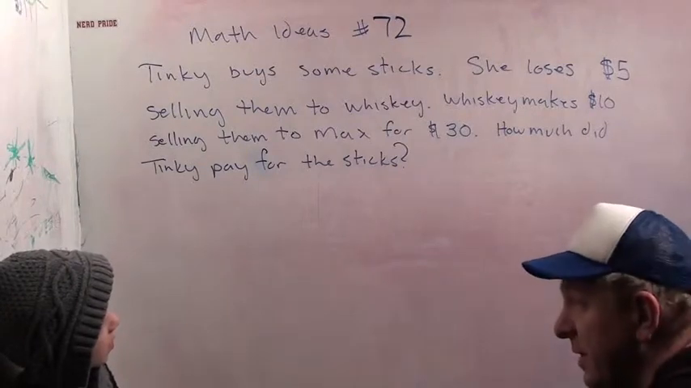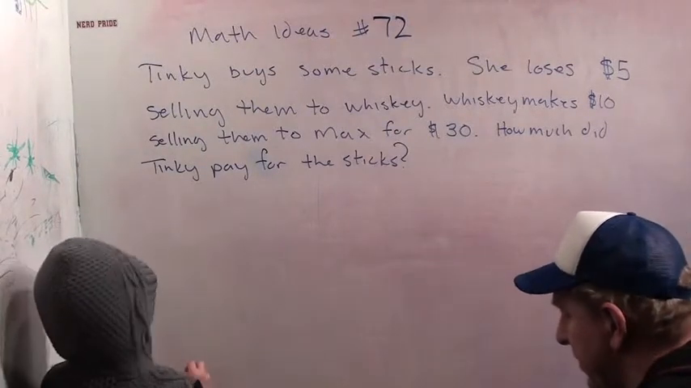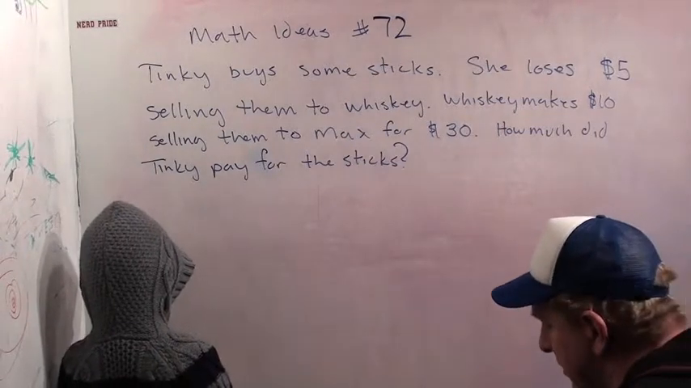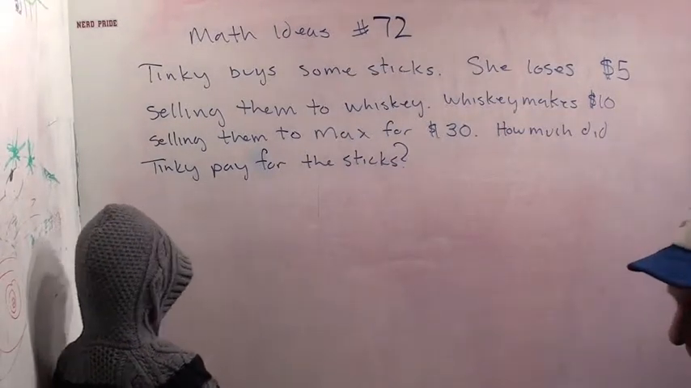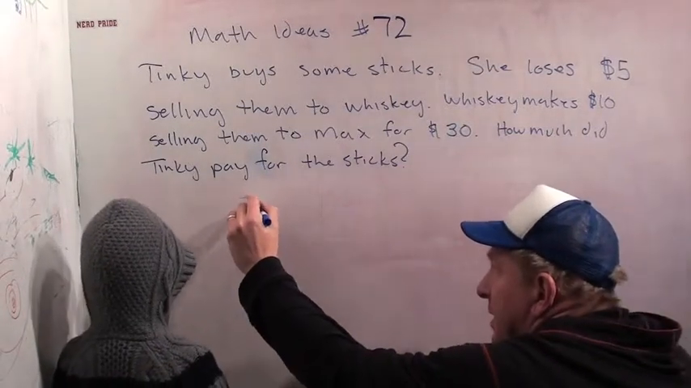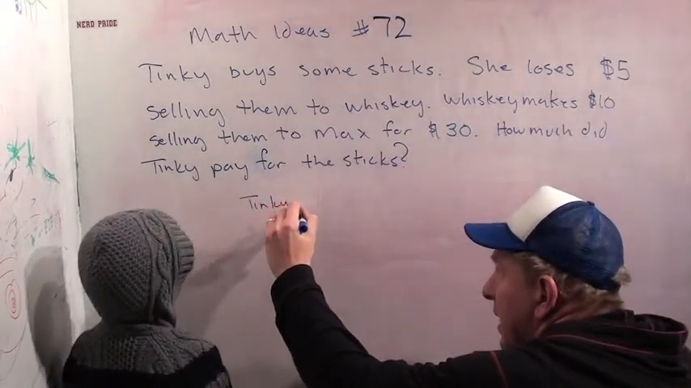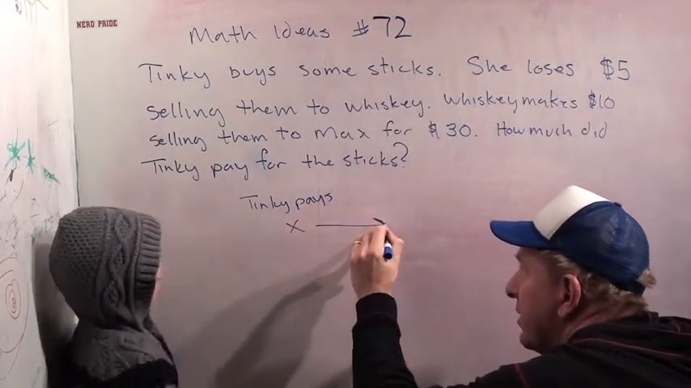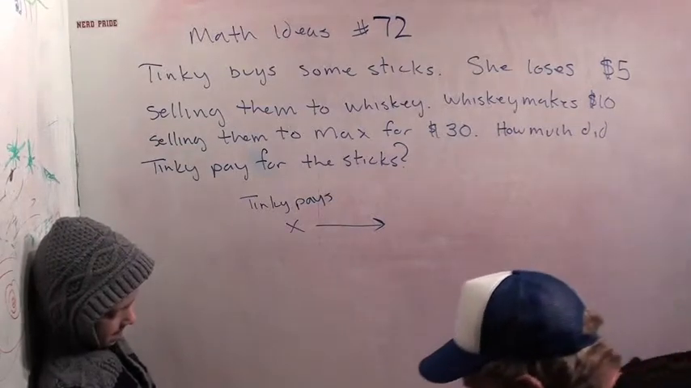Okay, you ready to think about this? Do we know how much Tinky paid for the sticks? No. So what should we call that? What Tinky paid for the sticks? X. So we'll write Tinky pays X. Now what happens next after Tinky buys the sticks?